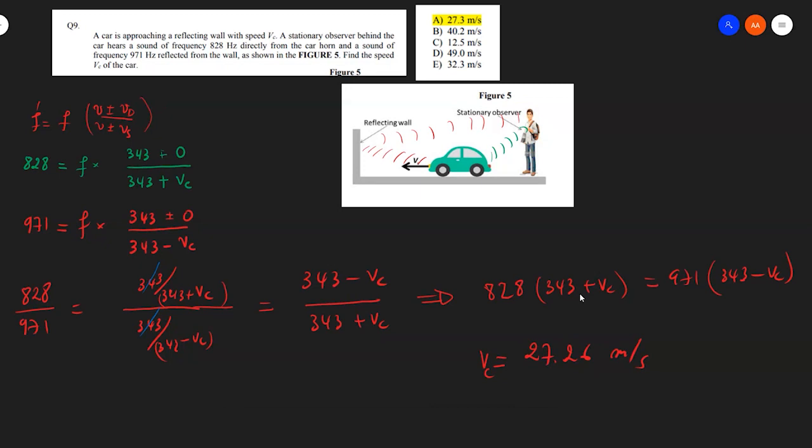Doctor, I have a question. Yes. How do you know which frequency to put in F prime or F? Yes. Thank you very much. This is the most important in all the chapter. In all the chapter, we have 4 cases.